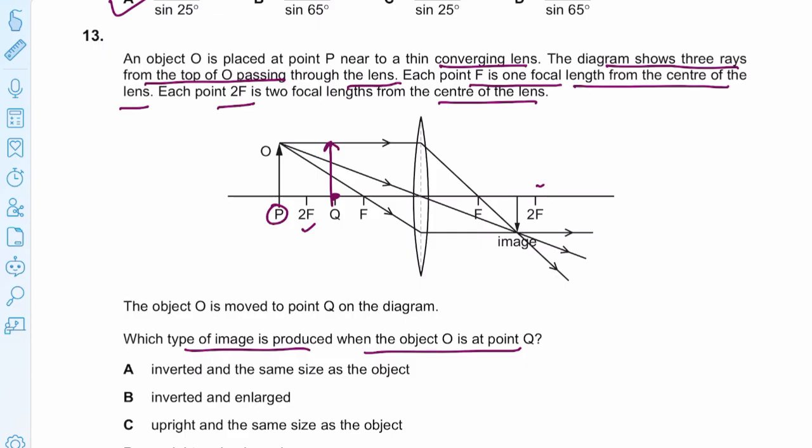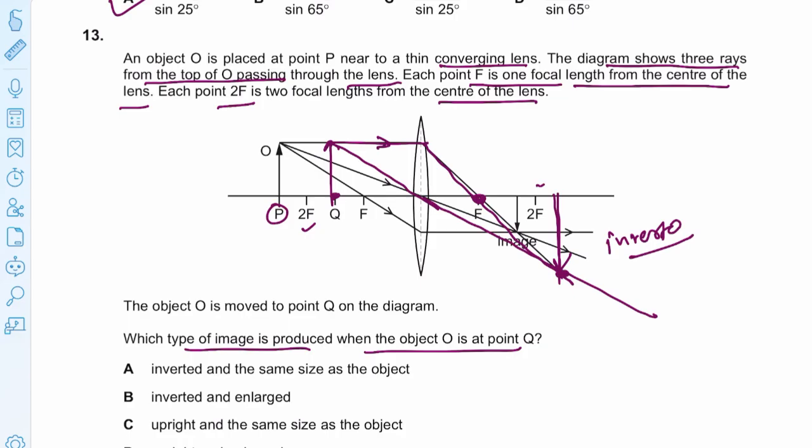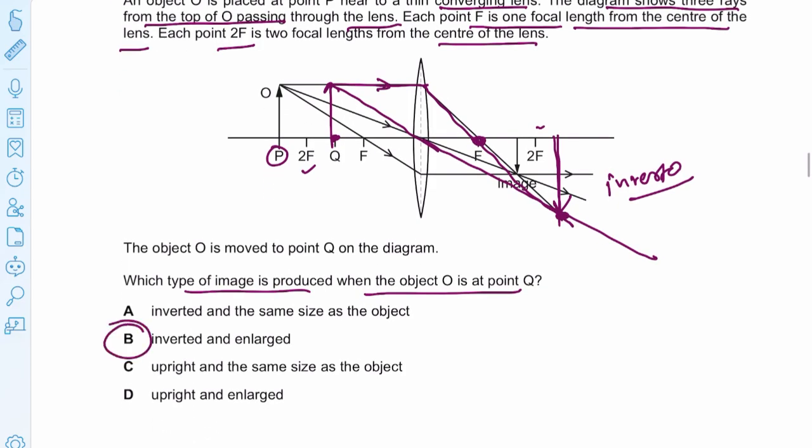So the first ray will be going like this, and it will pass through the focal point F. One more ray will be passing through the center of the lens. It goes like this and meets somewhere else like this, right? And this image, which will be created on the right-hand side of this lens, will definitely be an inverted one. It will be inverted and enlarged, bigger in size. So the option should be B.